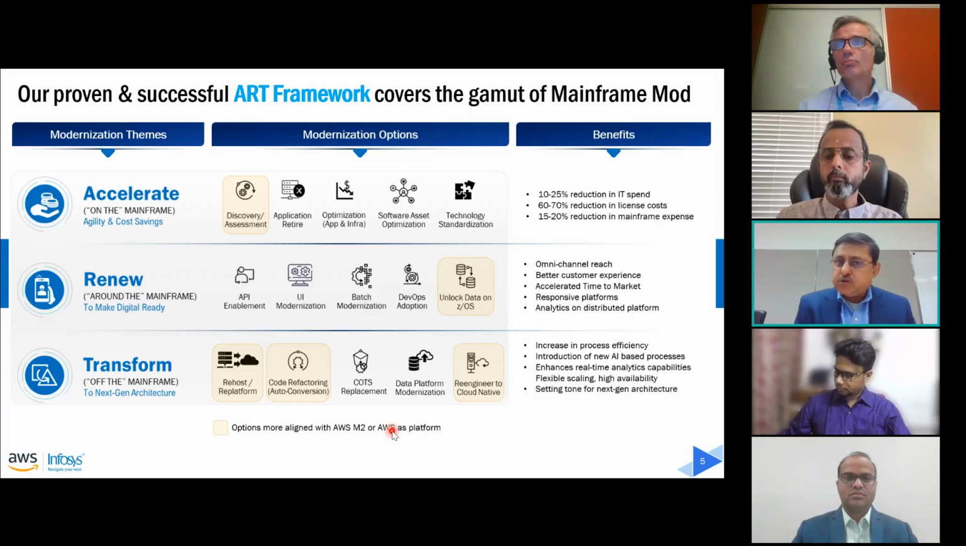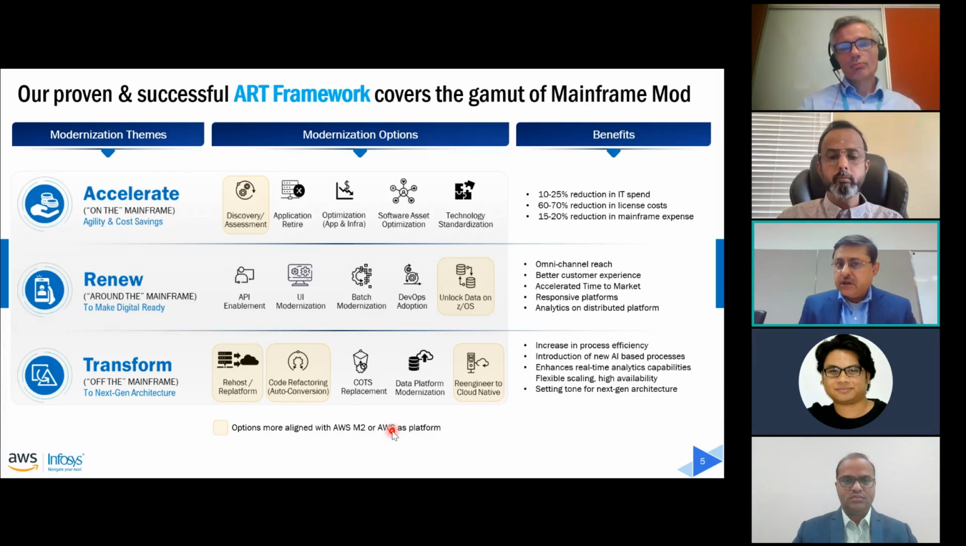And the approach we generally take is that we, of course, do a discovery and assessment. Then we look at applications on the mainframe, which we can retire. We look at MIPS optimization, software asset optimization, migrating from expensive software to low-cost software. And then we also look at technology standardization. So if you're running an old legacy, like, for example, Supra Mantis, we also standardize to more of a COBOL DB2 kind of landscape.